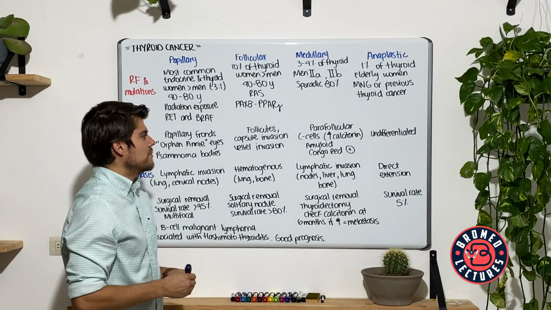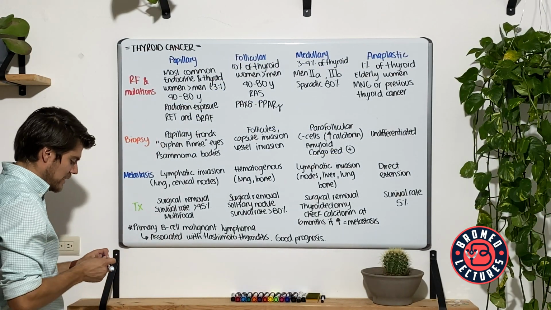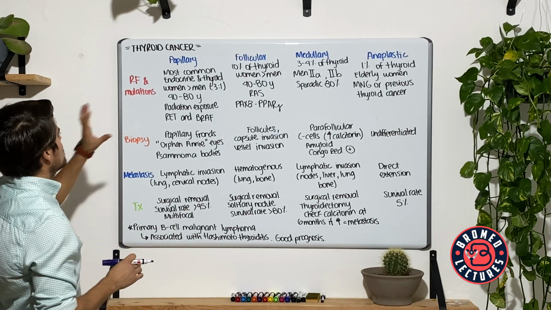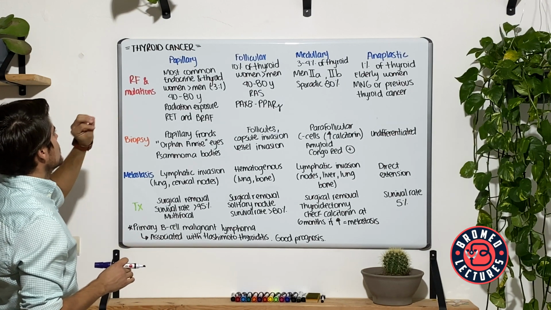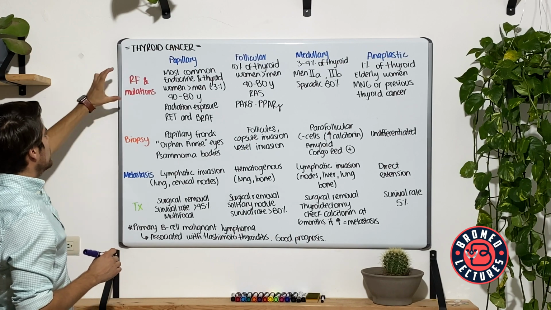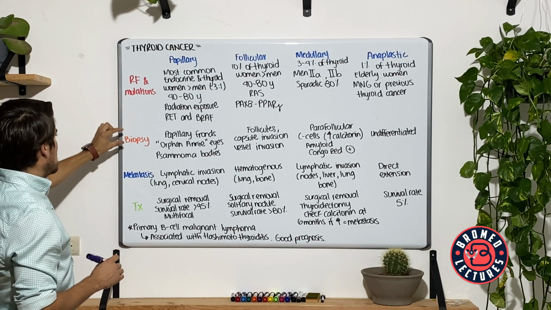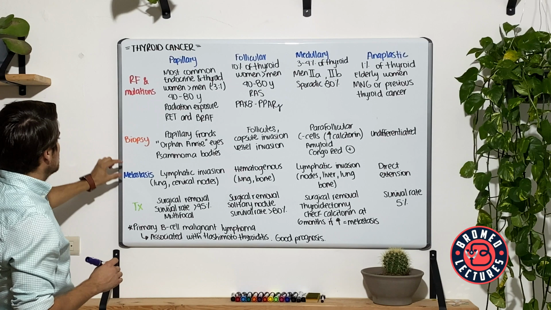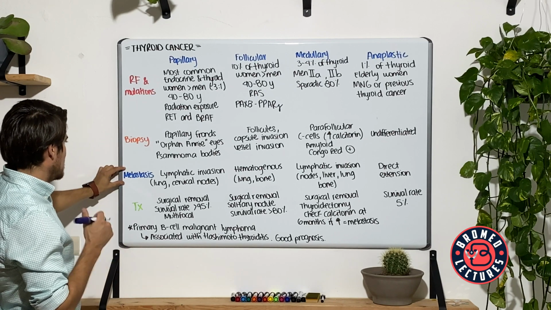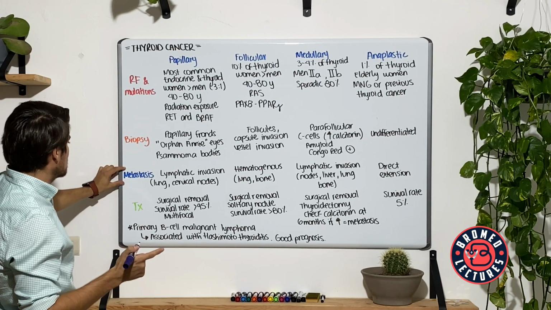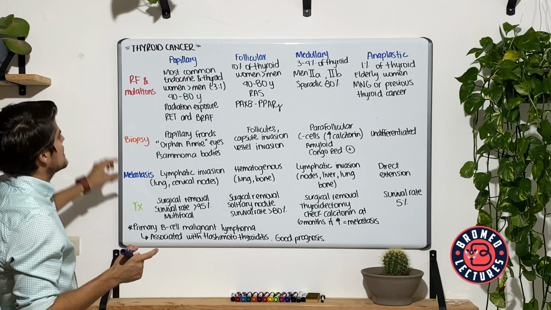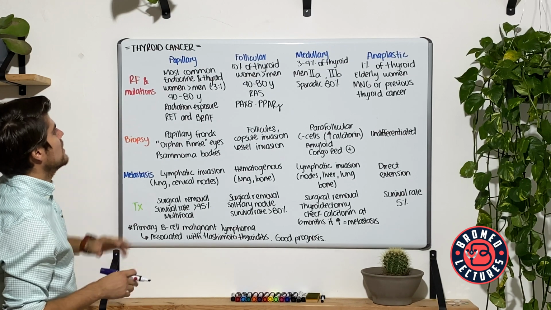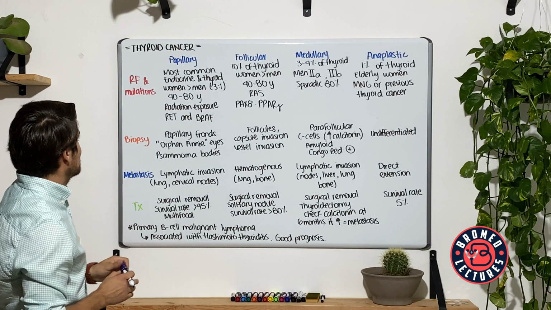And so this one's going to be the last part of the video. We're going to go to the specifics of these thyroid cancers, and we're going to review risk factors and mutations, how it looks on biopsy, the metastasis, how it spreads, where it spreads, and the treatment, since these are the things that you may be asked on the exam.